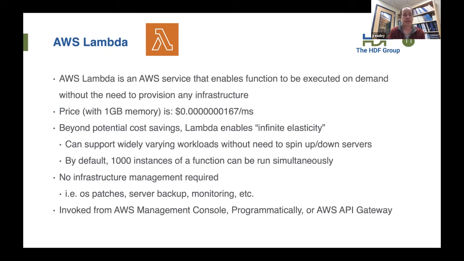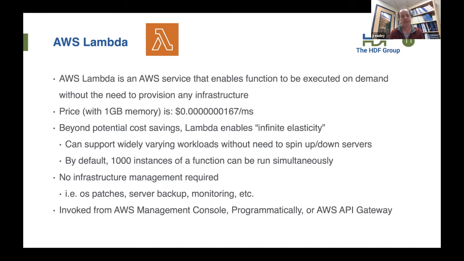So let's talk about AWS Lambda. AWS Lambda is a service that enables a function to be executed in the cloud context without the need to pre-set up any kind of infrastructure. Its cost is astounding: 0.000000167 pennies per millisecond.